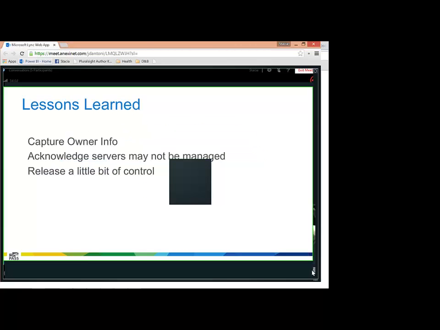So the lessons we learned during this process were really to capture the owner info. That was the biggest part of the private cloud that was a problem. And acknowledging that we had to release a little bit of control, because not everybody was going to do everything exactly the way we would have as a DBA team.